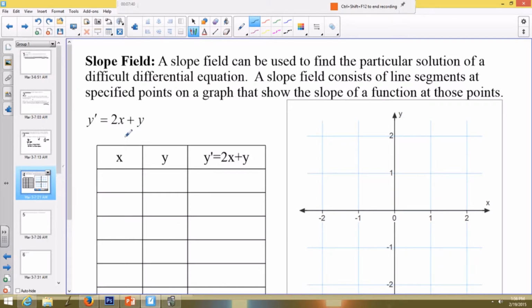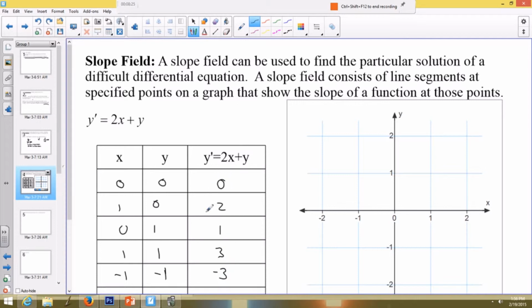So here is our differential equation, our derivative, and what we're essentially going to do is pick out some points and make a field of line segments that are the slope at those points. So just picking some points at random: 0, 0, 1, 0, 0, 1, 1, 1, and let's do -1, -1. When I plug in 0, 0 into this derivative equation, I get 0. When I plug in 1, 0, I get 2. When I plug in 0, 1, I get 1. When I plug in 1, 1, I get 2 plus 1 is 3. And when I plug in -1, -1, I get -2 minus 1 is -3.